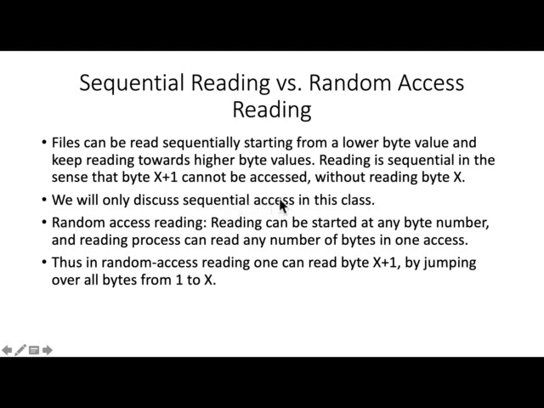In this class, we'll only discuss sequential access. But there is another kind of access, random access reading. You can start reading at any byte number, and the reading process can read any number of bytes in one access. In random access reading, one can read byte x plus 1 by jumping directly to that byte and skipping all the bytes from 1 to x. Okay.